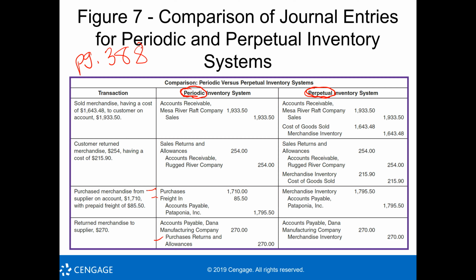Perpetual inventory, we use the cost of goods sold and merchandise inventory accounts. Freight charges are charged to merchandise inventory. Purchase returns and allowances are reduced in merchandise inventory, which reduces the cost of the inventory. So just some of those differences you can look through.